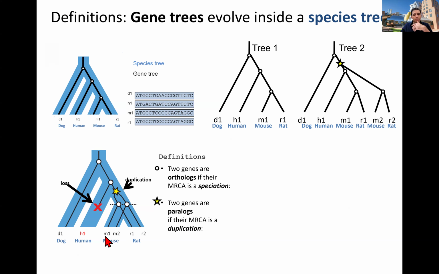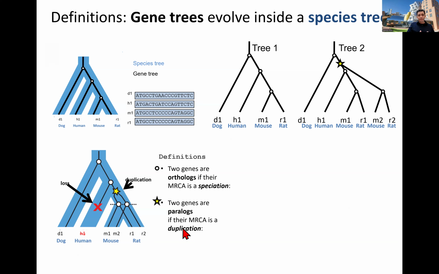But let me give a tricky one. M1 and R2, what are they? They're in different species, but they're different copies of these genes. In fact, R2 and M1 coalesce at a duplication event. And therefore, M1 is a paralog of both M2 and R2. R1 is a paralog of both R2 and M2. But R1 is an ortholog of M1 and M2 is an ortholog of R2. Everybody with me here? Awesome.